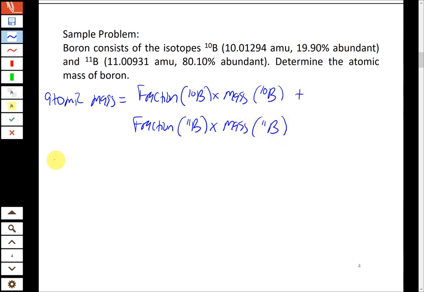So putting the numbers in, there's really no algebra here, we just have to put those in. Now again, the only difference is remember that we're giving you percentages, which are out of 100, but for this equation we need to use the fraction, which is out of 1. So the fraction of each is going to be the percent divided by 100. So the fraction for boron 10 is going to be that percentage, 19.90, but then divided by 100.